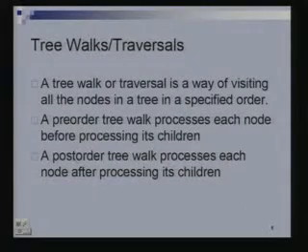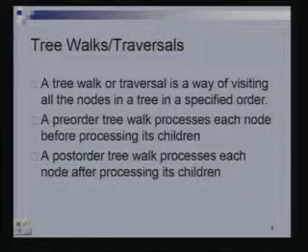Last class we looked at definitions of trees. We saw what a tree was, what a binary tree is, what a complete binary tree is, and what the height of these things is. Today we are going to continue with our discussion on trees. In particular, we are going to talk of what are called tree walks or tree traversals. So, a tree walk is a way of visiting the nodes of a tree in a specified order.